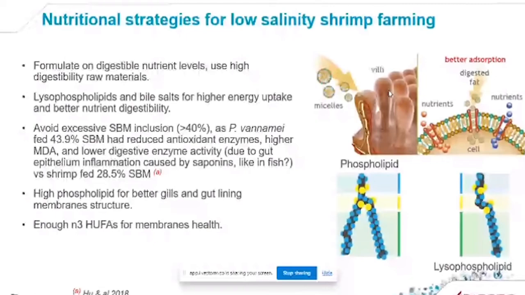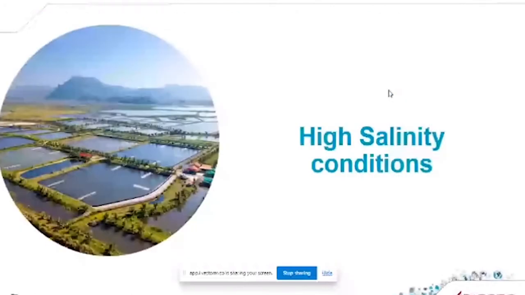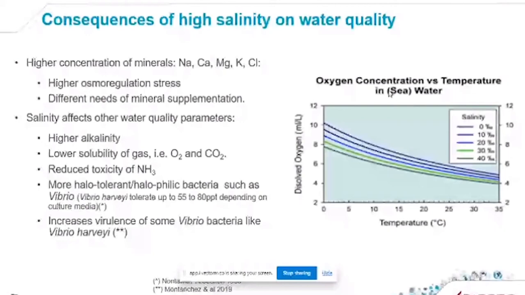For low salinity. So what happens when you farm shrimp under high salinity conditions? Well, having high salinity in the water means the concentration of minerals like sodium, calcium, magnesium, potassium, and chloride is higher. So that means maybe different needs of mineral supplementation compared to normal or low salinity. It also means, of course, you have a high osmoregulation stress.